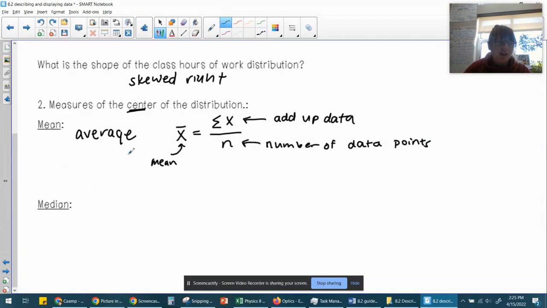So for us, I already did this. If we add up all of the class hours numbers, for us, it's 7.8 hours for all of the people that worked. And then the median is just the middle number. So just going in from the outside, finding the middle number. For this data, the median was 8 hours.